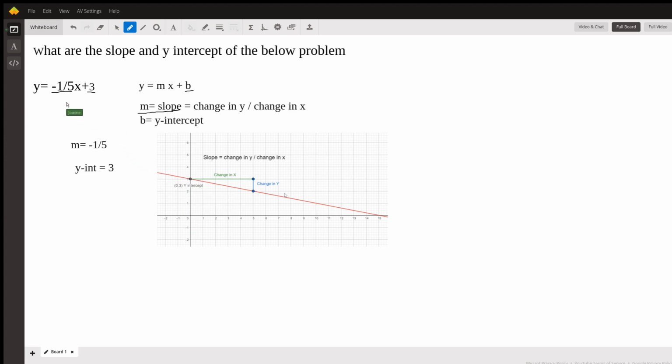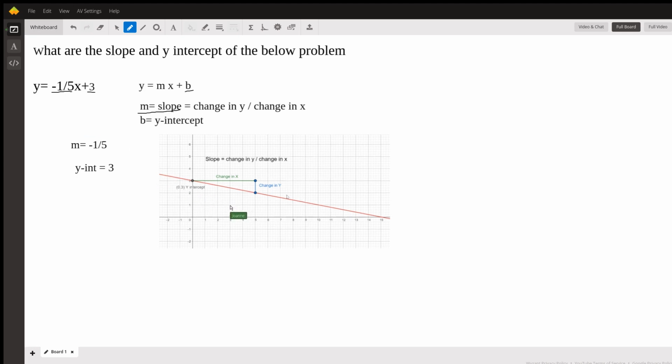Not just that we found the slope and the intercept, but we want to be able to understand what it is that we're finding here. So that is the answer to this question.